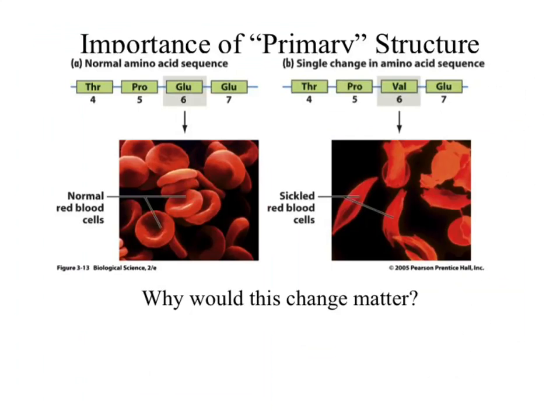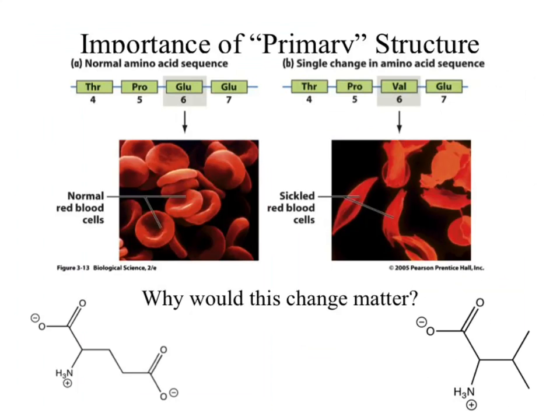Why would it have such a big change in the overall structure? Because it won't form correctly. Why? Because the interaction would be different. Maybe hydrophobic. There we go. You'd have to know what the structure was of your glutamic acid or your glutamate and your valine to see what the difference in the intermolecular forces are. So if we pulled open the structures, go ahead.